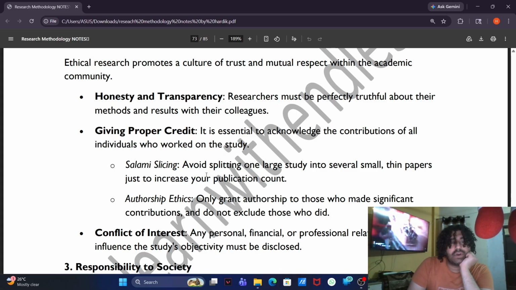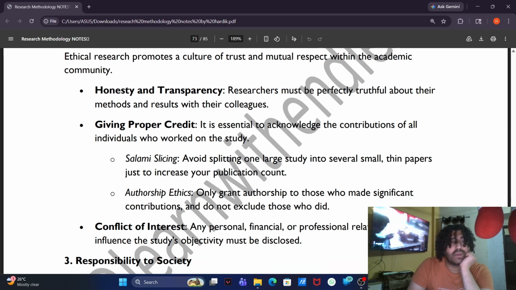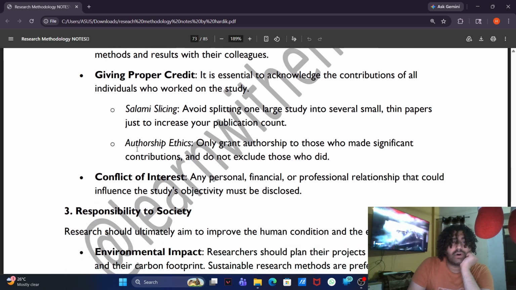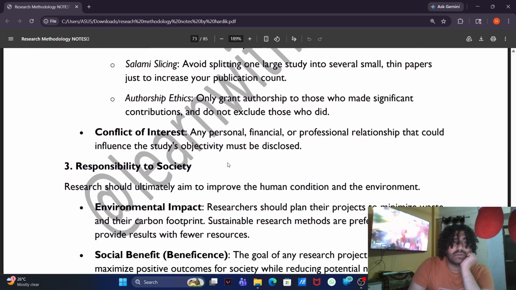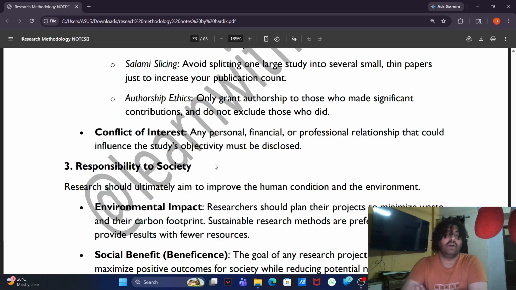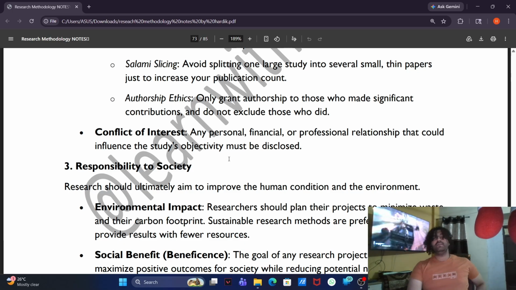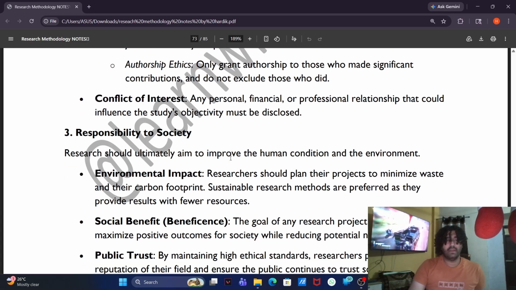Salami slicing. Avoid splitting one large study into several small, thin papers just to increase your publication count. Authorship ethics. Only grant authorship to those who made significant contributions and do not exclude those who did. Conflict of interest. Any personal, financial, or professional relationship that could influence the study's objectivity must be disclosed.